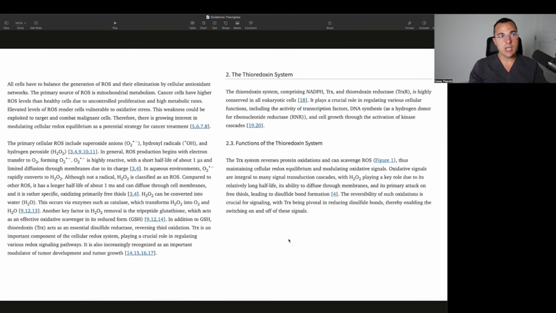Oxidative signals are integral to many signal transduction cascades, with hydrogen peroxide playing a key role due to its relatively long half-life and its ability to diffuse through biologic membranes, and its primary attack on free thiols against sulfur molecules, leading to disulfide bond formation. The reversibility of such oxidations is crucial for signaling, thus TRX being pivotal for reducing disulfide bonds, therefore enabling the switching on and off of these signals.